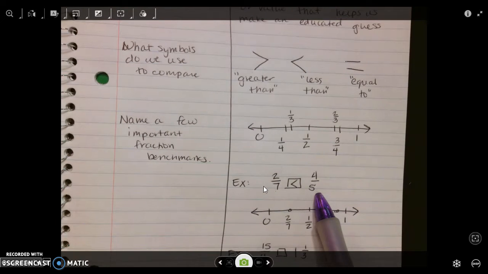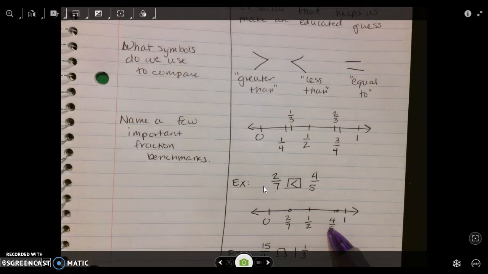And then we have 4/5. 4/5, is that greater than 1/2 or less than 1/2? Well, I know it's almost the whole thing, so I'm going to put the symbol over here somewhere. And it doesn't really matter where it goes. I'm just putting in a spot where in relationship to 1/2, is it greater than or less than?